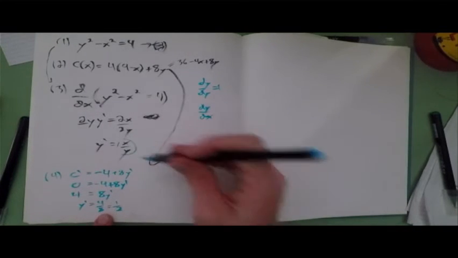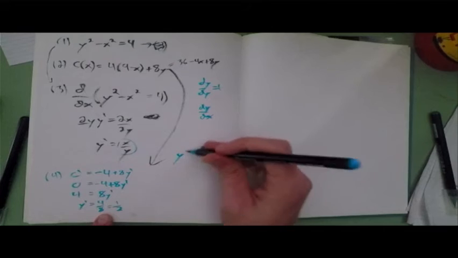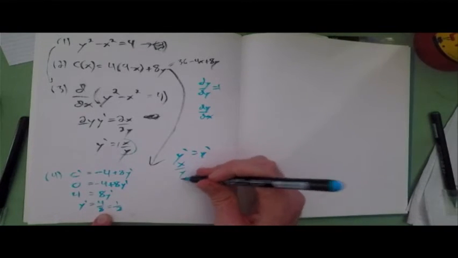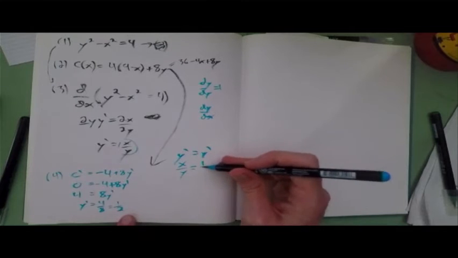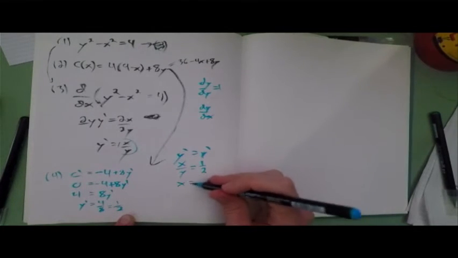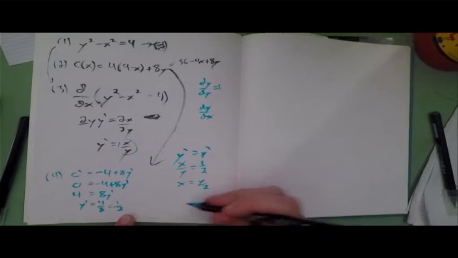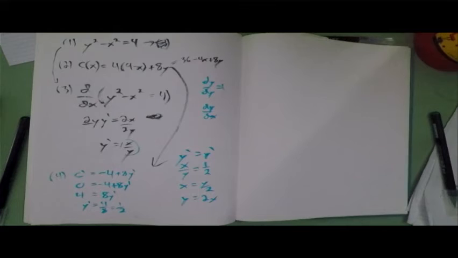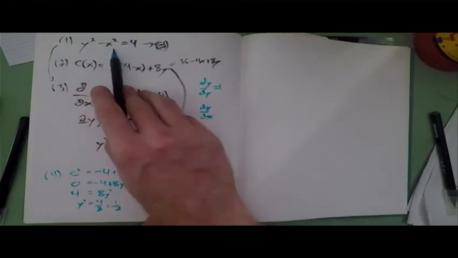Now we set that equal to here. So, of course, y prime has to equal y prime. So that means x over y has to equal 1 over 2, which means x has to equal y over 2, or y has to equal 2x. So if y equals 2x, what we can do is plug this into equation 1.